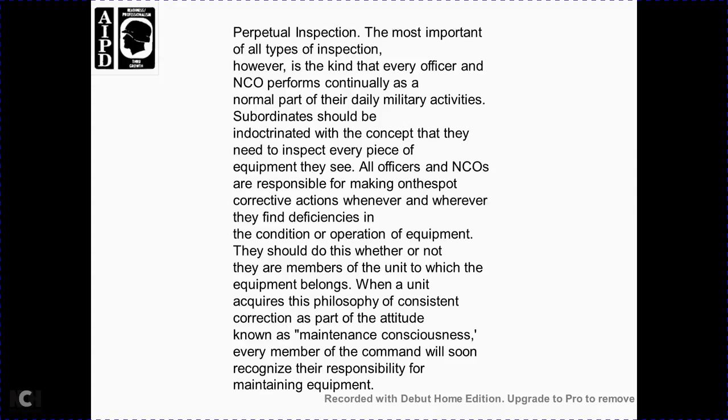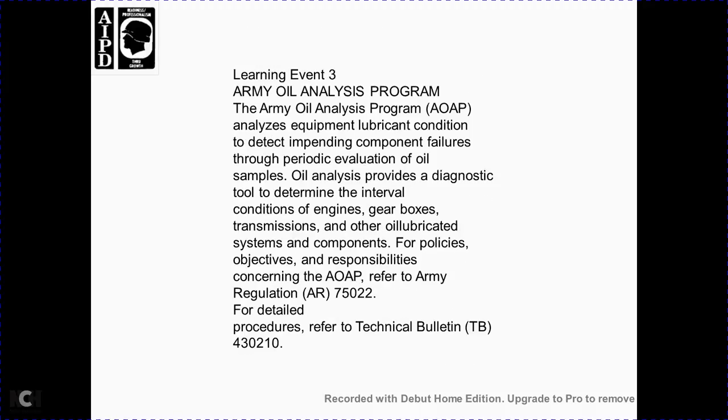They should do this with the attitude that they are members of the unit to which the equipment belongs, and the unit acquires a philosophy consistent with corrective action. Correction is part of the attitude known as maintenance consciousness. Every member of the command will assume and recognize the responsibility of maintaining the equipment.